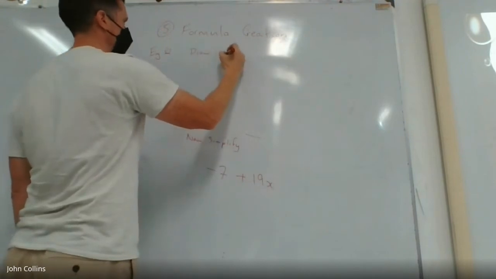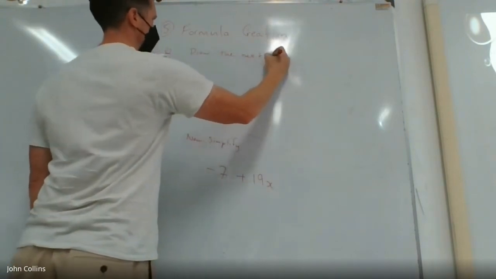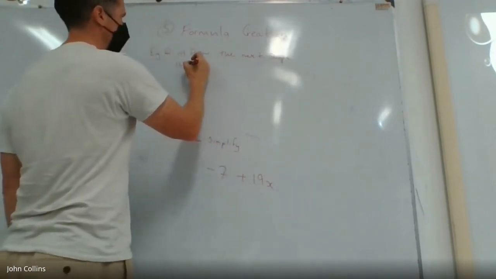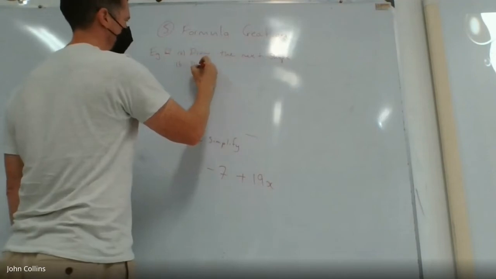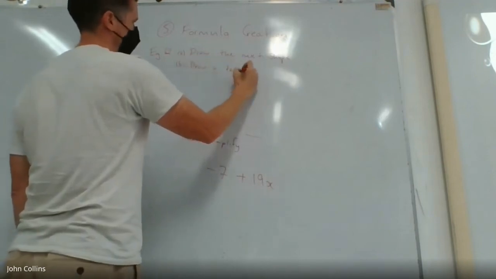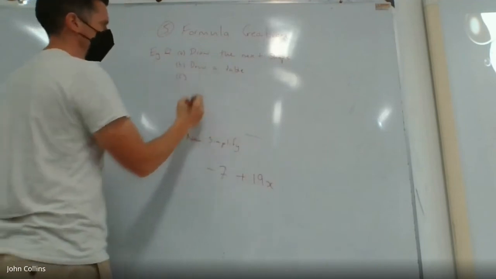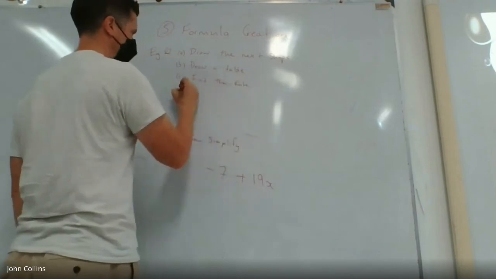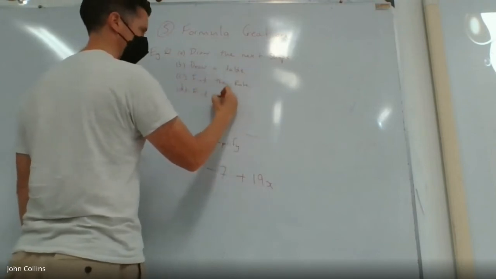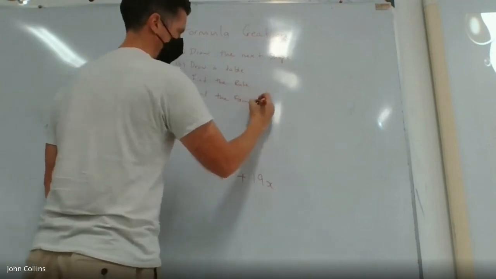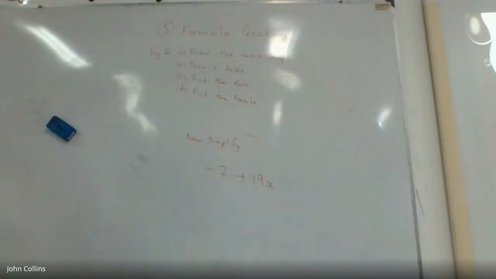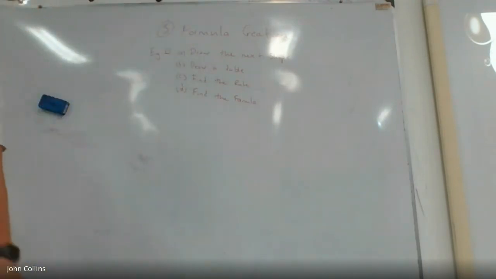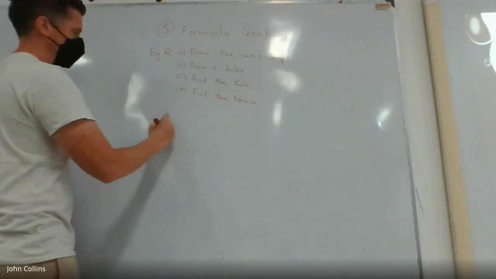It might ask to draw the next shape. Draw a table, and I'll give the question in a second. Draw a table, find the rule, and formula. So it'll be like 4 different aspects to the same question. But of course, we need what the actual pattern is. Let's have a look.